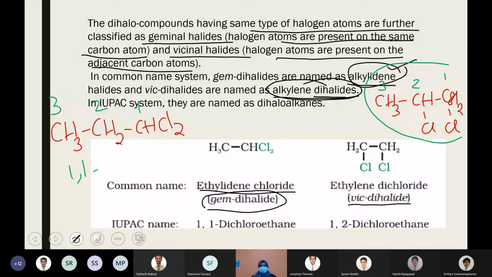Ma'am, what's the difference between ethylidene and ethylene? Ethylidene is used because it's a dihalide. You will use the word ethylidene only when it's a dihalide in the geminal position. Okay, ma'am. A two-carbon dihalide where both the halide groups are on the same carbon.